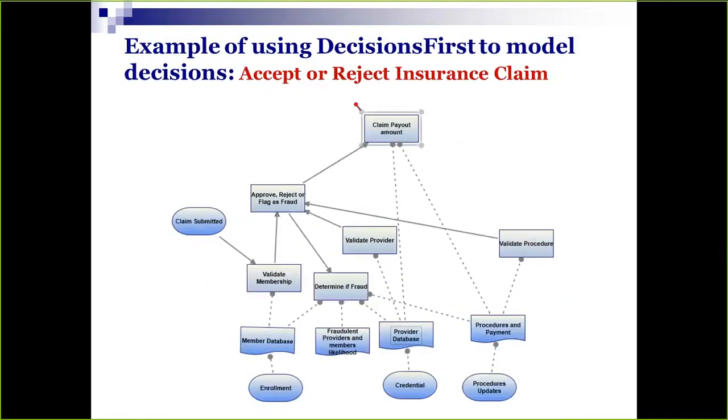This is to accept or reject an insurance claim. That's something that occurs quite often at insurance companies, I'm sure. And again, you can see things like validating the provider, approve, reject, or flag as fraud before you figure out an amount to send out. And then there's input items, and there's expertise items.